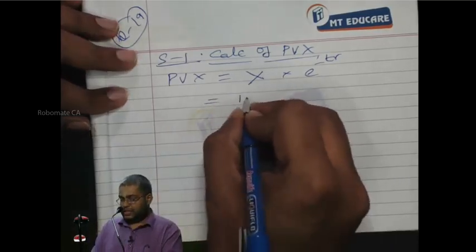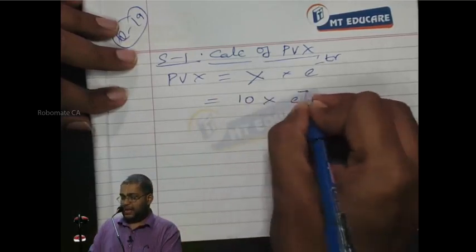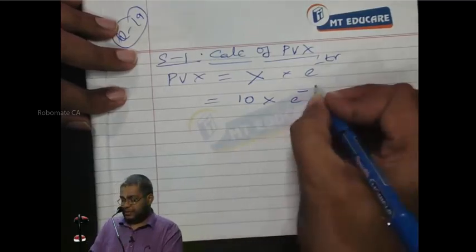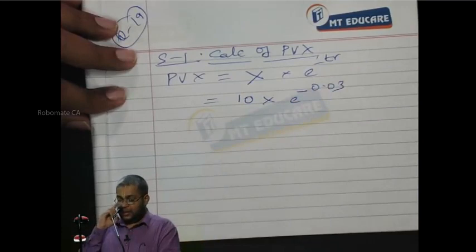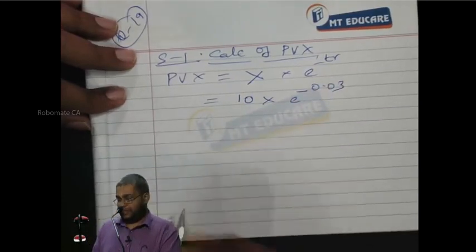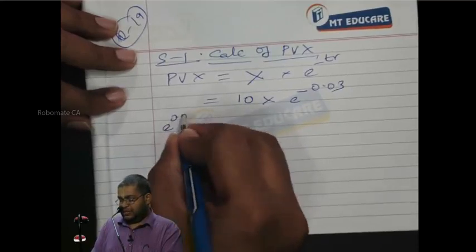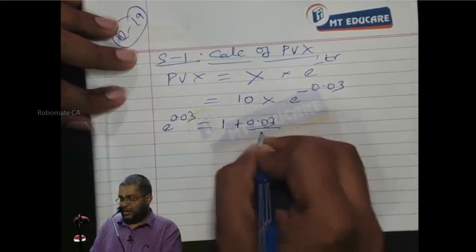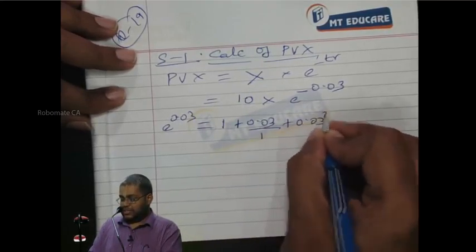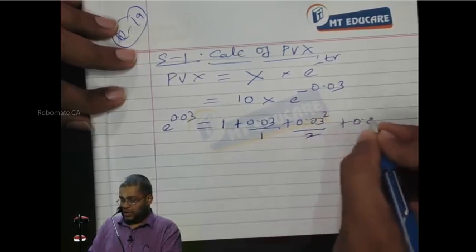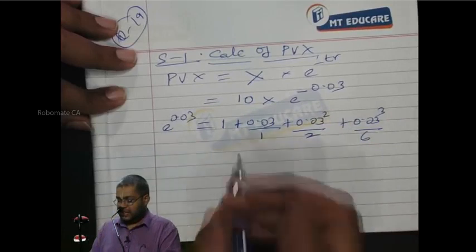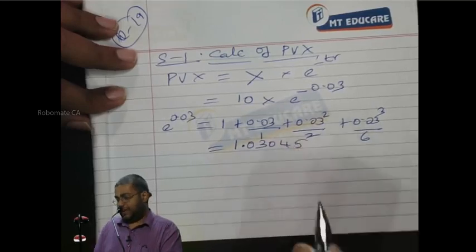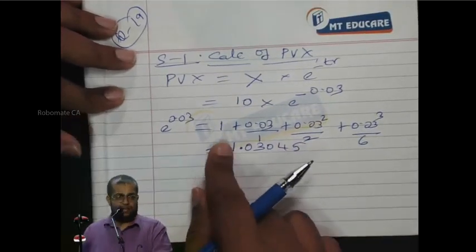I want to know what is the strike price? 10 rupees into e power minus rT. rT itself is 0.03, given for 6 months. So 10 into e power minus 0.03. Now, what is e power 0.03? It is 1 plus 0.03 plus 0.03 squared by 2 plus 0.03 the whole cube divided by 6. The number is 1.03045. So 1.03045 is e power 0.03.